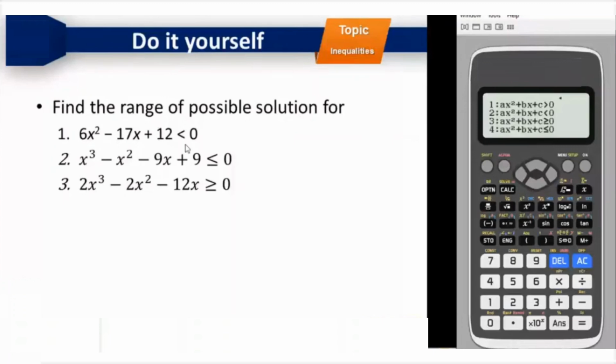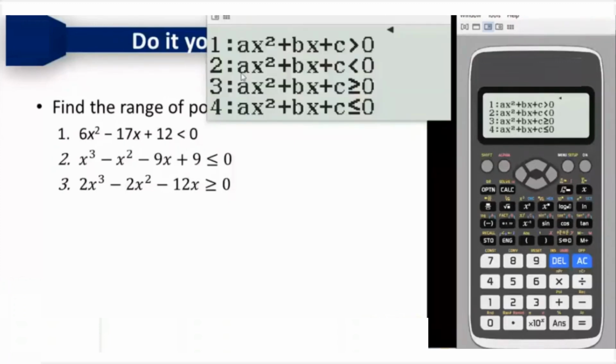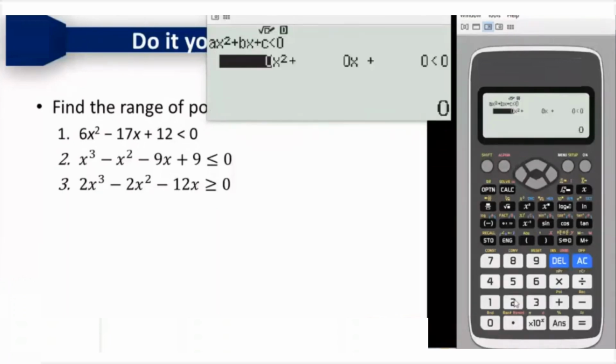Please note that in this particular question, it is less than. So less than, if you observe, is the second option. So I will press 2. And now the calculator will ask me to insert the coefficients. So it is 6x square. So I will press 6 is equals to, I will press minus 17 is equals to, I will press 12 is equals to. So please observe that 6x square minus 17x plus 12 is less than 0. And now I will press equals to.